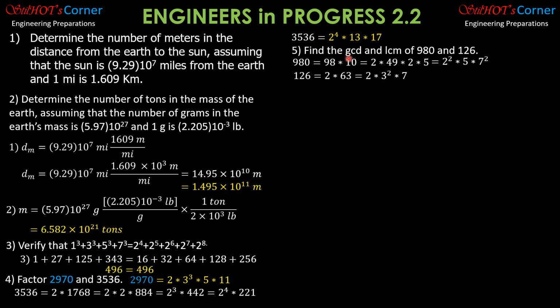The GCD therefore: 2 is a common factor of the two numbers, and 7 is a common factor of the two numbers. For 2, the least exponent is 1. For 7, the least exponent is 1. Therefore, the GCD is 2 times 7, and it is 14.